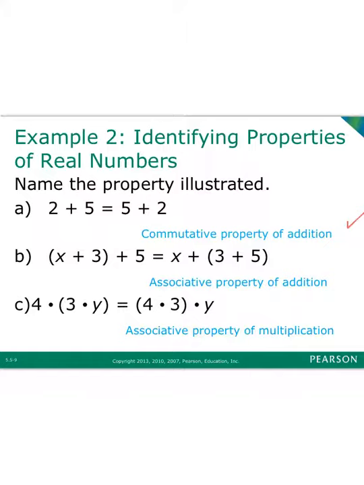B, parentheses x plus 3, plus 5 is equal to x, parentheses 3 plus 5. I've just regrouped. So under the regrouping principle, it must be the associative property. Now, number C. 4 times parentheses 3 times y is equal to parentheses 4 times 3, times y. Well, I've just regrouped. It's the associative property, and since I'm using nothing but multiplication, it must be the associative property of multiplication.